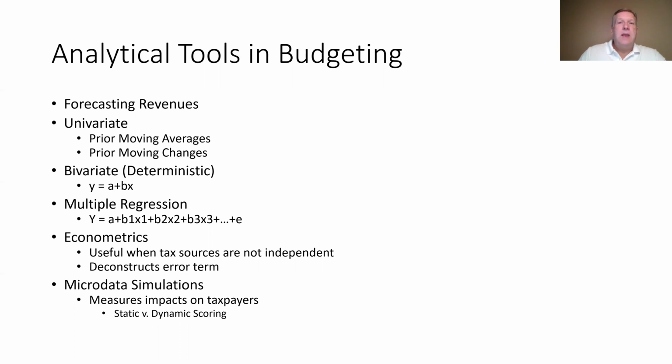Econometrics is very useful in revenue forecasting when our tax sources are not independent of each other. Now, as you know, in multiple regression, if you remember from your stats classes, in order to use a lot of different types of multiple regression analysis, you need to have independence between your different variables. If your different variables are not independent of each other, then you have something called multicollinearity, and you're not going to be able to use multiple regression very well. Econometrics allows us to get around that issue, because we can use econometrics even when our tax sources are dependent upon each other.